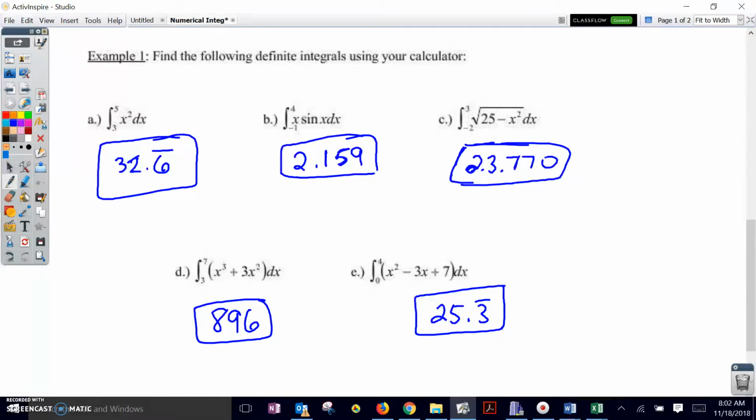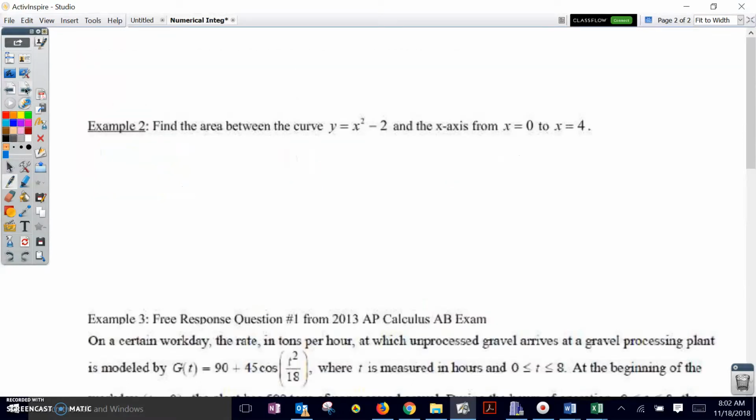Alright, next. Example 2. Find the area between the curve y equals x squared minus 2 and the x-axis from x equals 0 to x equals 4. We've already briefly talked about the fact that when a function is a positive curve, the value of the definite integral and the area are one and the same. So if this curve was entirely positive on the interval from 0 to 4, all I would have to do is use the numerical integral from 0 to 4 and calculate that.